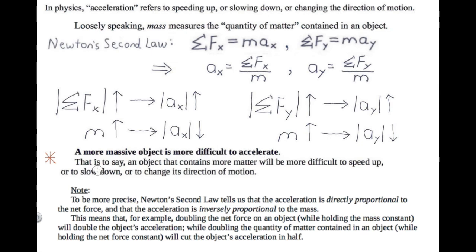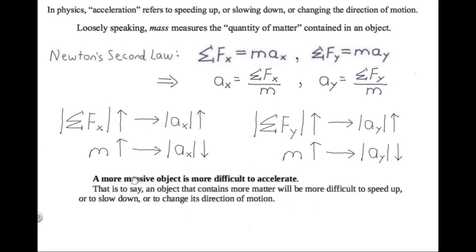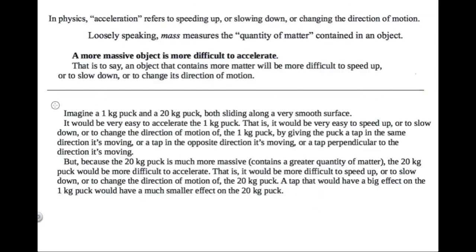That is to say, an object that contains more matter will be more difficult to speed up, and more difficult to slow down, and more difficult to change its direction of motion. A more massive object is more difficult to accelerate.